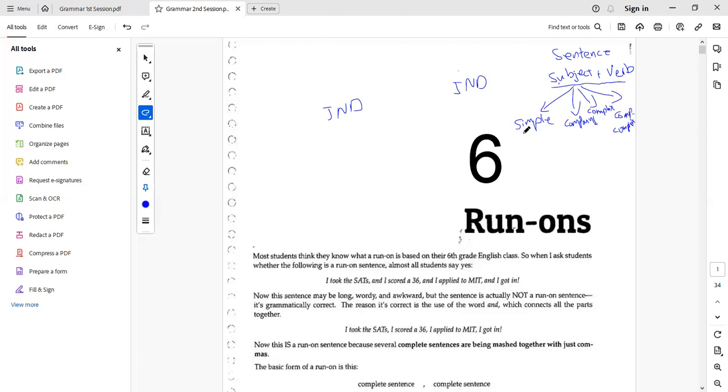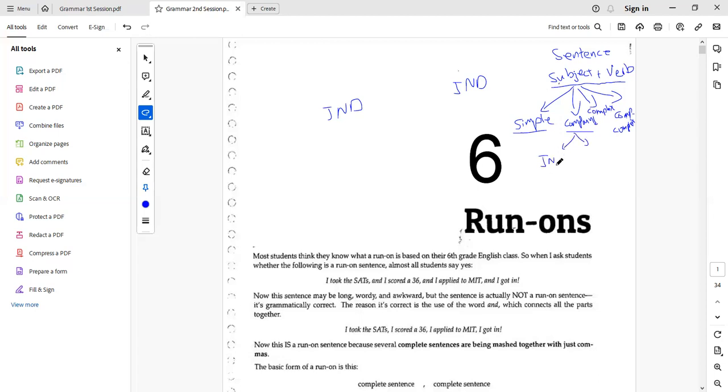So the simple sentence is subject plus verb: I play, she plays, it plays. Or it can be one subject, one verb. It can be one subject, two verbs: I played and fell. It can be two subjects, one verb: Hala and Myrna played. It can be two subjects, two verbs: Hala and Myrna played and fell. This is simple. The compound must have two parts.